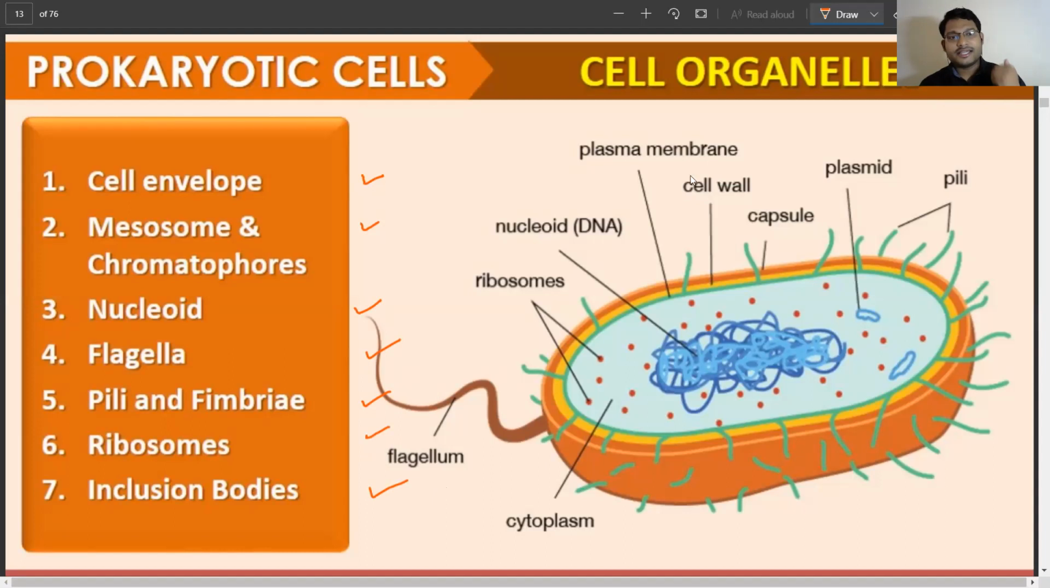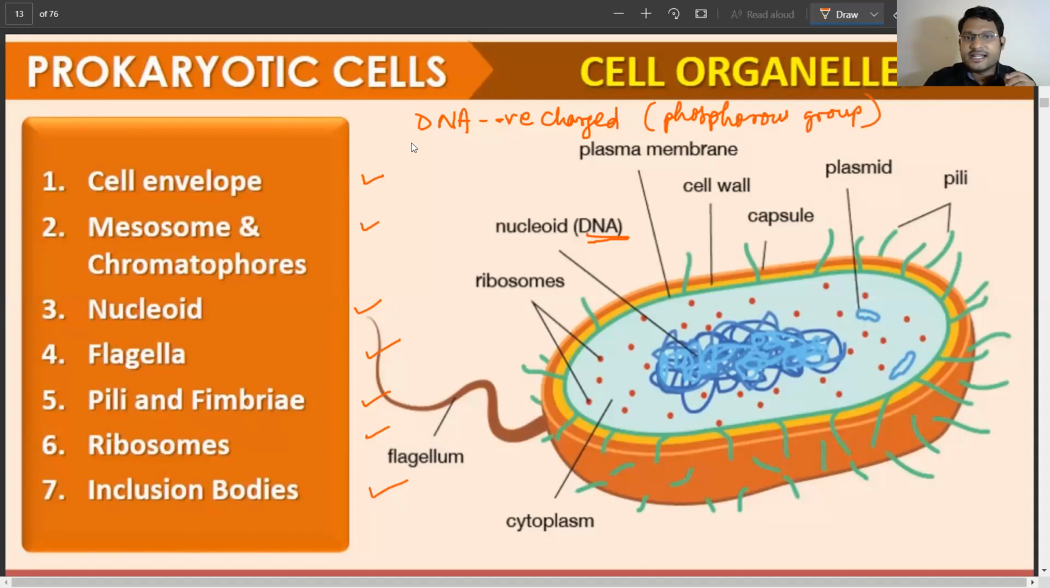Just to have a basic idea, you can see this is the area where you have the DNA, and this DNA, as I was saying, is negatively charged. Can anybody tell me why DNA is negatively charged? Any idea? We'll talk about the DNA structure, but just remember the basic idea: DNA contains a phosphorus group. Because of this phosphorus group or phosphate moiety, the DNA is actually negatively charged.